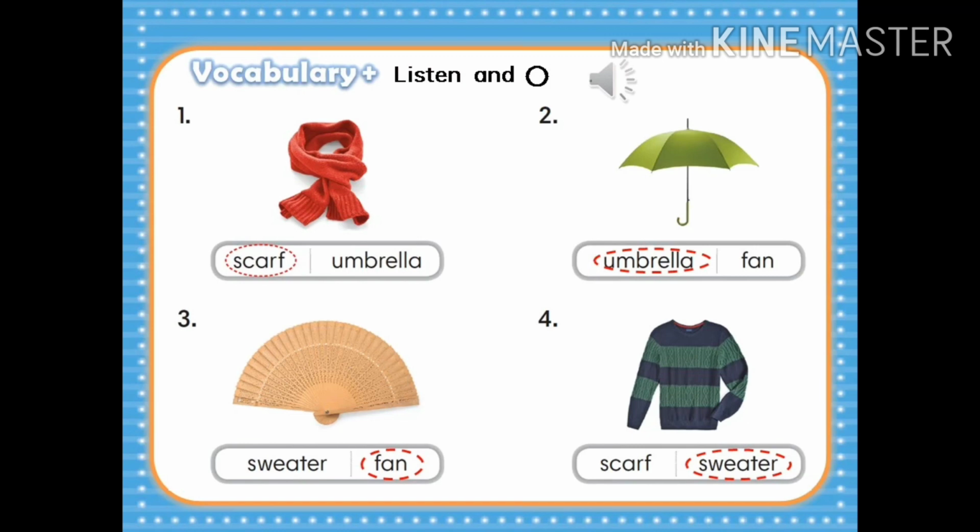Listen and circle. Number 1. Scarf. Number 2. Umbrella. Number 3. Fan. Number 4. Sweater.